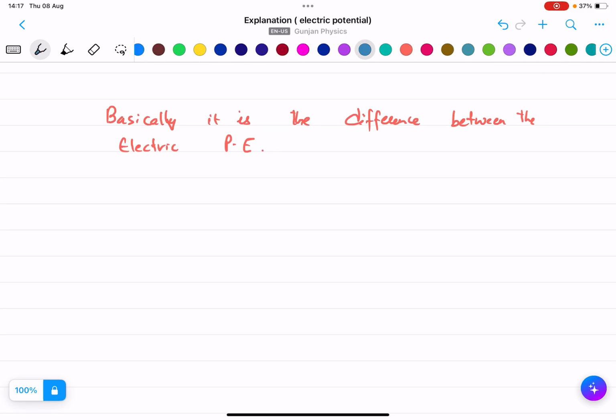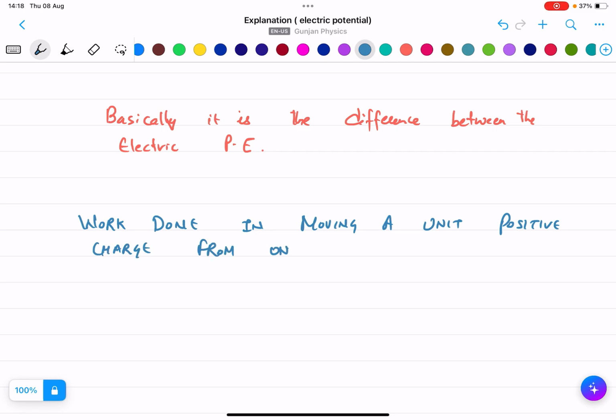Definition of potential difference: work done in moving a unit positive charge from one point to another.